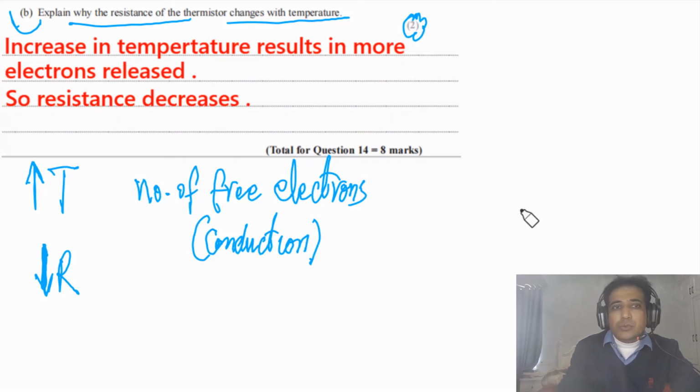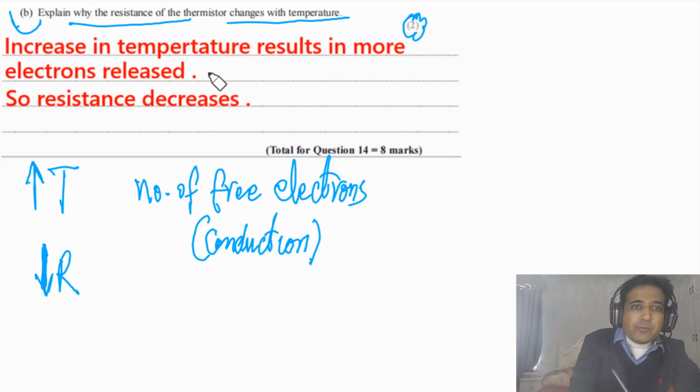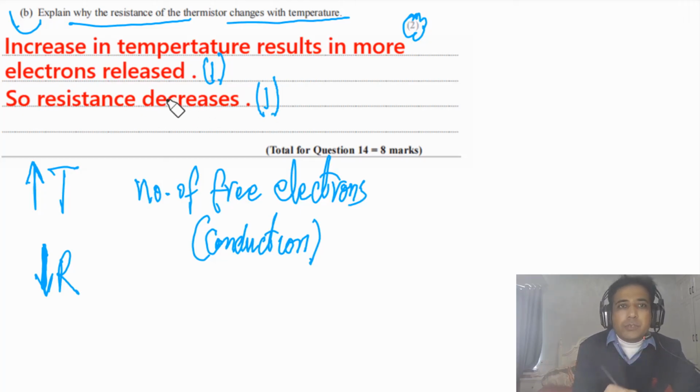So this is how you can write your answer. If you have written the first point, you will get 1 mark, and if you have written the second one, you will get 2 marks. But the second one depends on the first statement. If you have written this one and then this, you will get 2 marks.